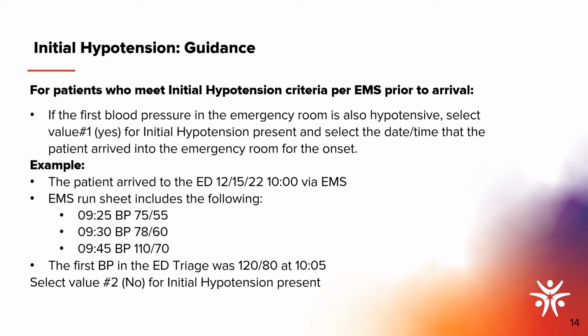At 9:25, the blood pressure was 75/55. At 9:30, it was 78/60. At 9:45, it was 110/70. The first blood pressure that was taken in the ED was 120/80 at 10:05.